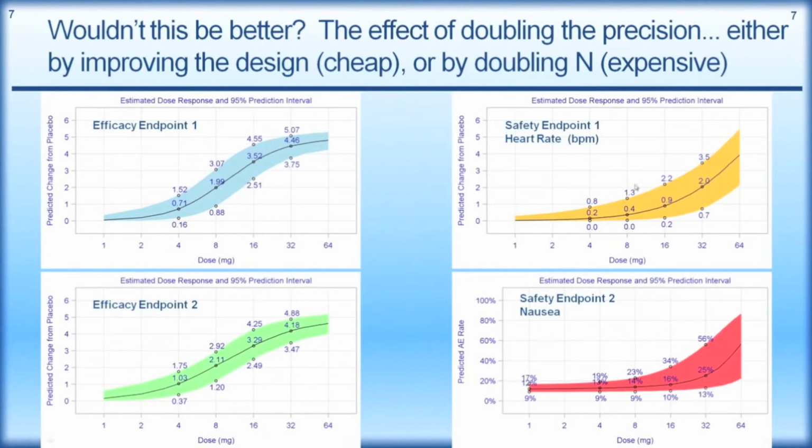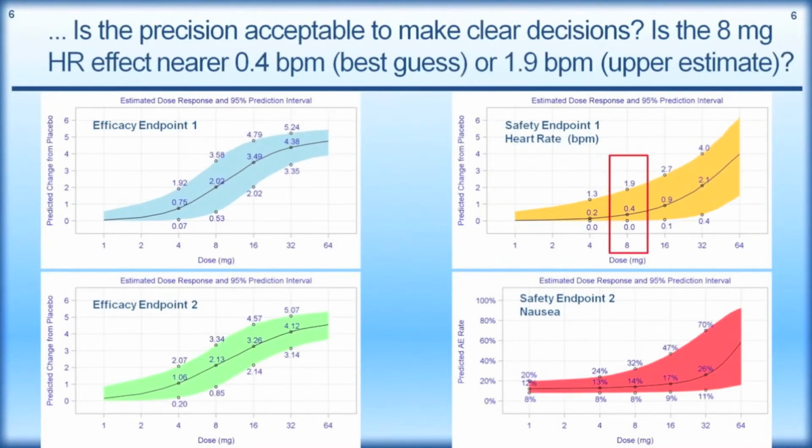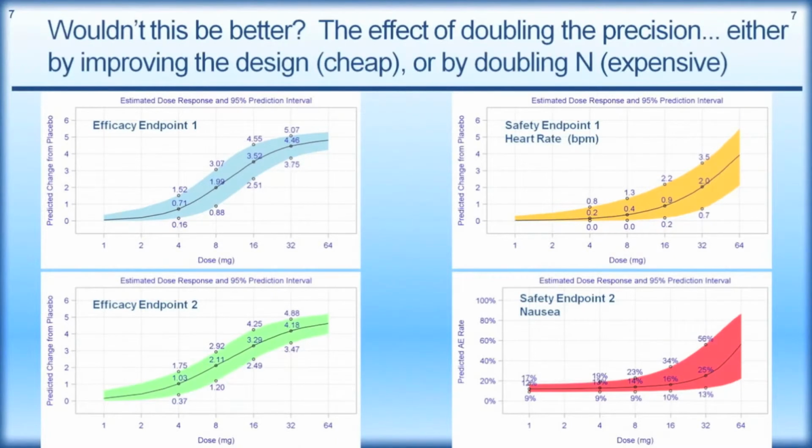Now what we've done versus the previous slide is we've seen that there's a reduction in the uncertainty in this estimate now. So before we had about 1.9 as the upper estimate, and now it's 1.3. So you can achieve that by doubling the sample size, which would achieve that same type of result, or by selecting your doses more cleverly, so improving the design of your phase 2 and phase 3 programs.